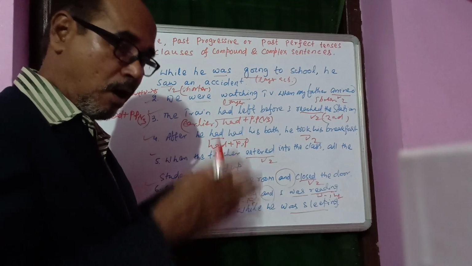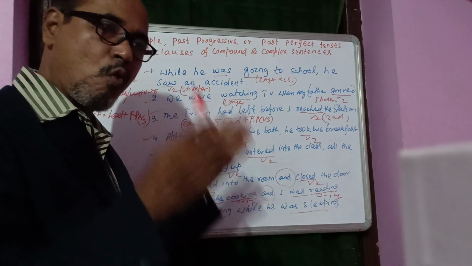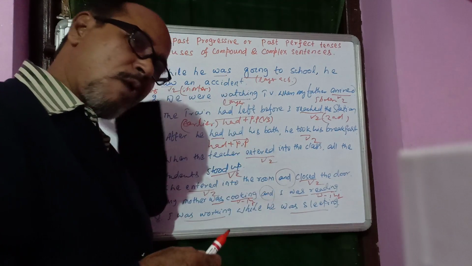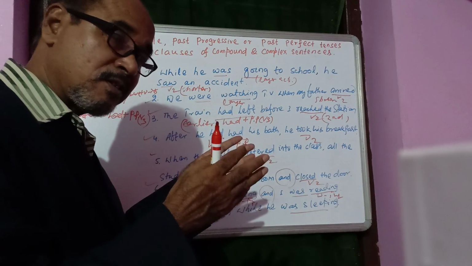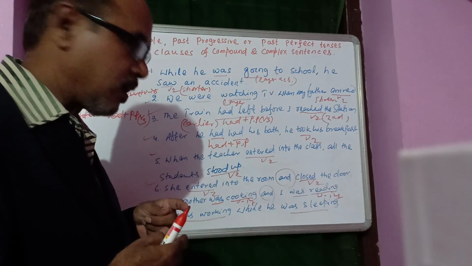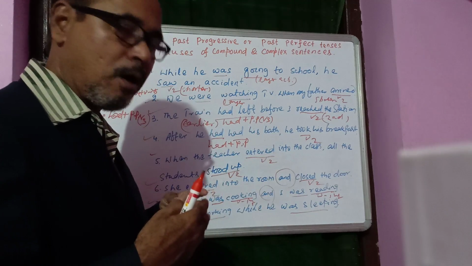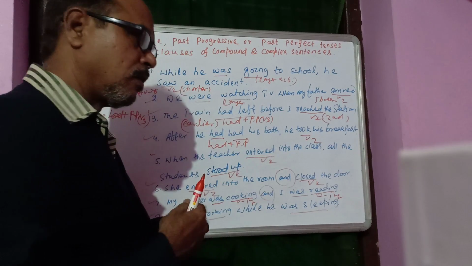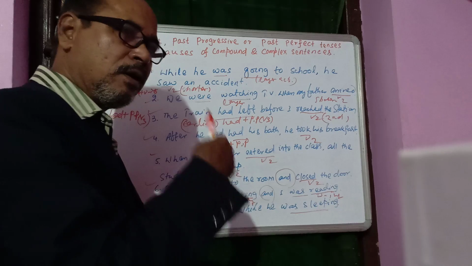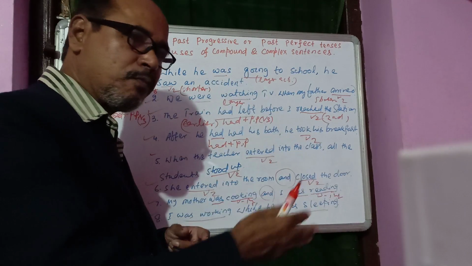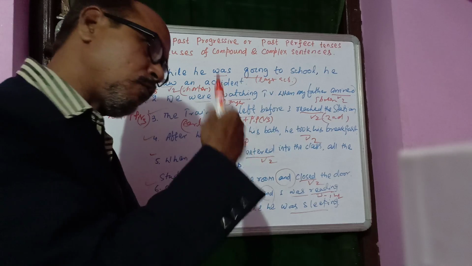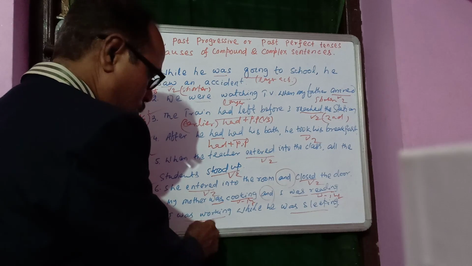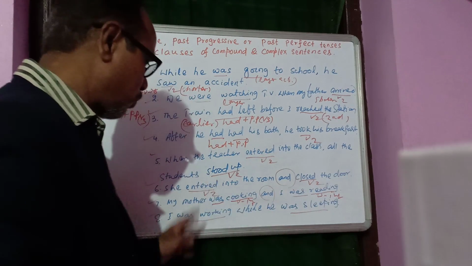Both clauses take past forms of verbs, as the events or actions happened in the past, but the two actions were continuing simultaneously. Here, I was working: I was busy working, which means a continuing action. He was sleeping, which means his sleeping was continuing. For that, we have used here was plus verb-ing. This is the past progressive.